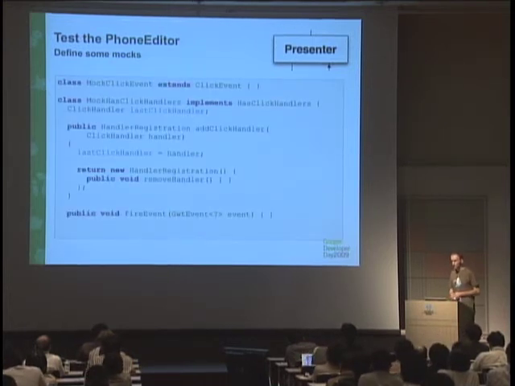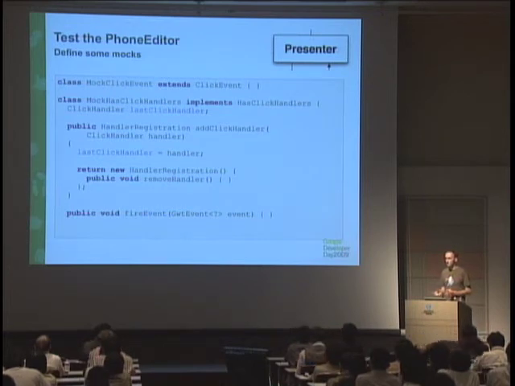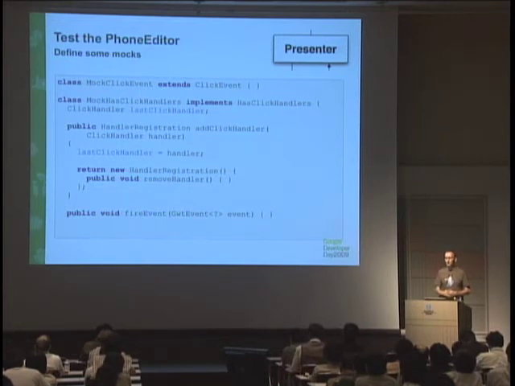Now we're going to define a mock click event. This is a fake click event. It extends the click event interface, and then a mock click handlers, or has click handlers. It implements the add click handler interface. And here we do something very similar, which is we simply store the last handler that was passed in to us. At the bottom, you see a method called fire event, and it does nothing. That's because we don't need that for our tests.